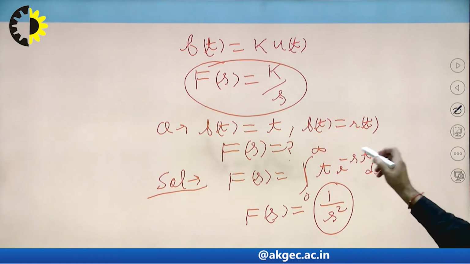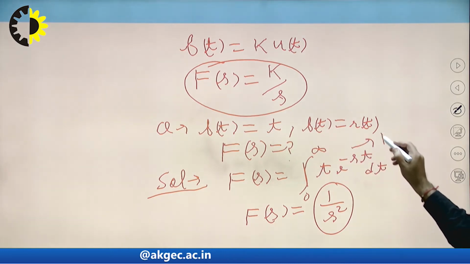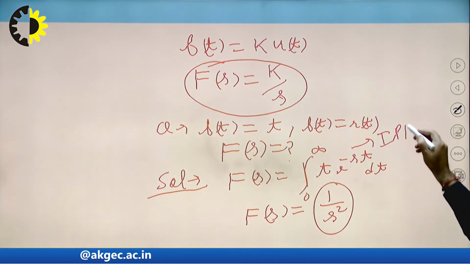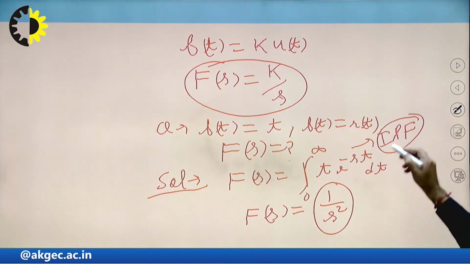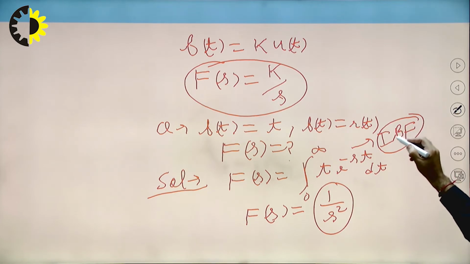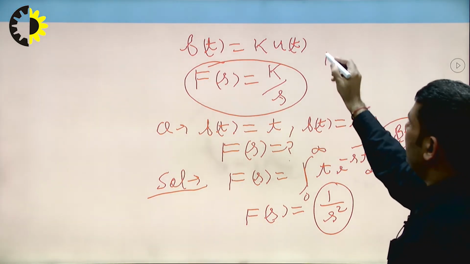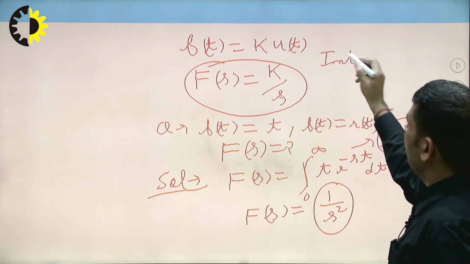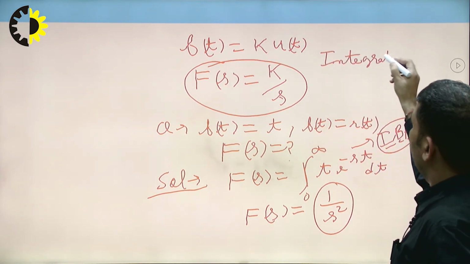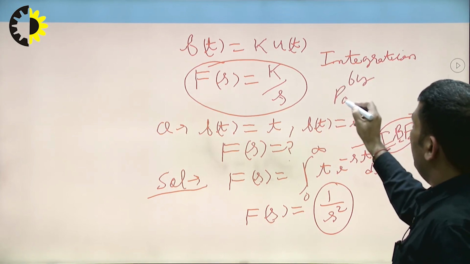Okay, that comes out to be 1 upon s square. So I will discuss this formula. Here, in this numerical, we apply the integration by parts formula. In short, I write down here IBP, integration by parts. Okay, so I will discuss the integration by parts formula.